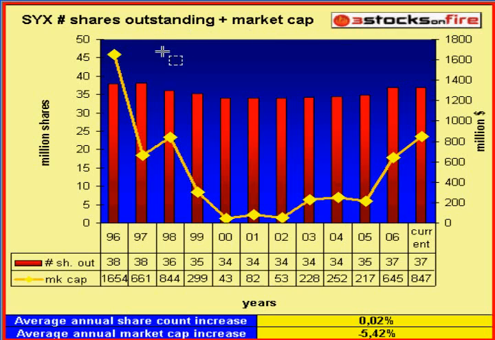This is the share count over the years, and it has remained really stable, with no dilution whatsoever, which is a positive development. And the market cap is now 847 million, and it is actually down 5.4% a year on average since the IPO, where in '96 it was a $1.6 billion market cap, which is bad, of course. It was 82 million here in 2001, and about 10 times more now. It's amazing how fundamentals change over the years.